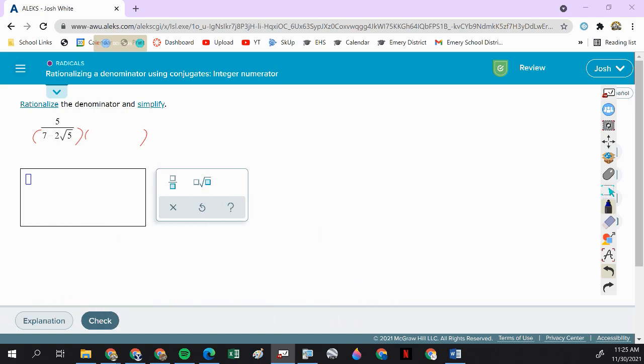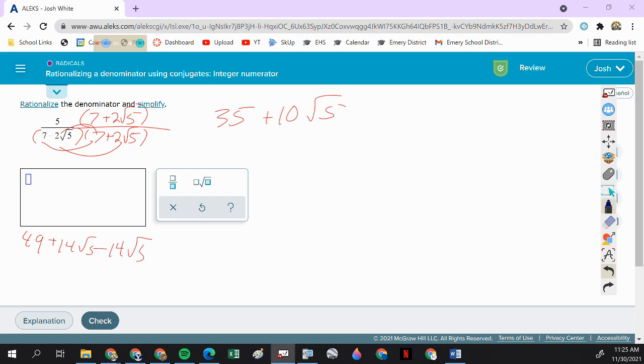So we're going to use that pattern and put 7 plus 2 root 5 here. But if I do that to the bottom, I have to do it to the top, or else I change its value. So the top just becomes 35 plus 10 root 5. And the bottom, I get 49 plus 14 root 5 minus 14 root 5, and then minus 4 times the square root of 25.